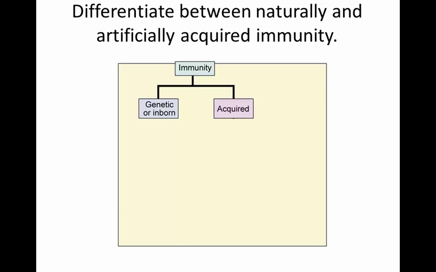So let's differentiate now between naturally and artificially acquired immunity. In immunity, we have a few different categories that we can break it down into. The first is genetic or inborn immunity. What we're referring to for genetic or inborn are just differences between genetics among people.